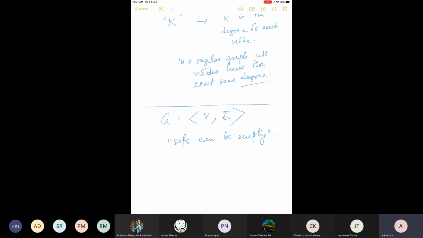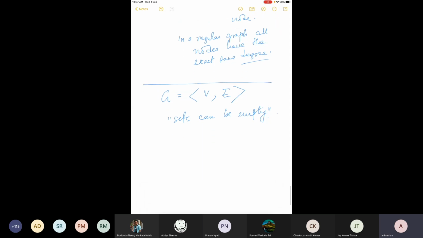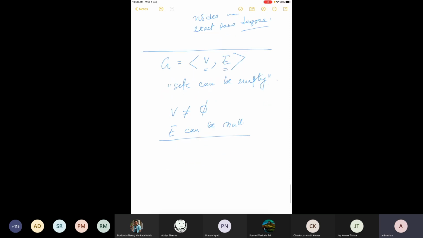Now try to make a guess. I'll tell you the answer, but guess which among these two sets is more important, without which the graph cannot exist. What do you think? Vertices. So for a graph, the vertex set has to be non-null. The edge set can be null.